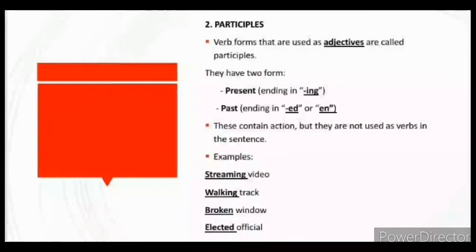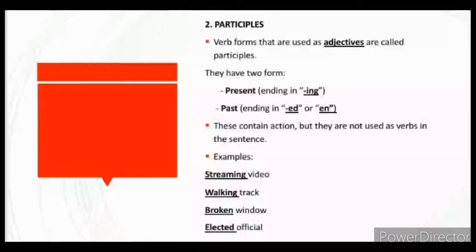The second verbal we have is the participle. A participle is a verbal that is used as an adjective and most often ends in ing or ed. The term verbal indicates that a participle, like the other two kinds of verbals, is based on a verb and therefore expresses action or a state of being. Verb forms that are used as adjectives are called participles.